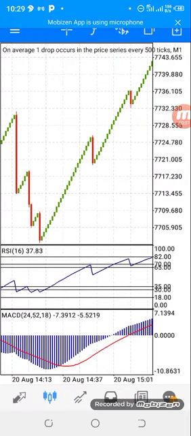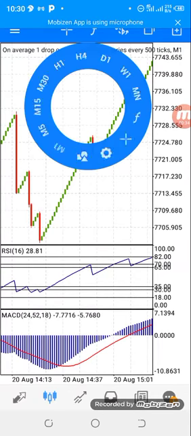I just want to quickly conclude the last strategy I posted, because the last time I just explained how to use the strategy, but I've never given you the settings. So let me quickly show you the settings. We are only using two indicators on the second and the third window.